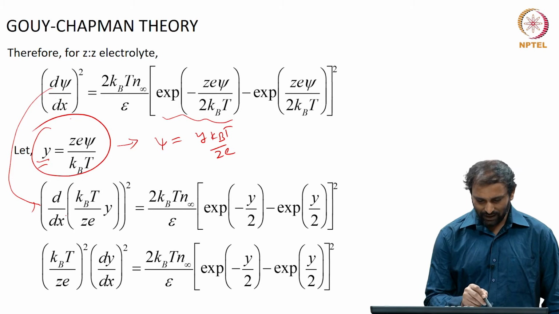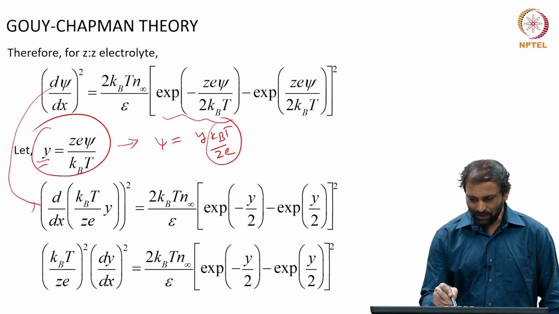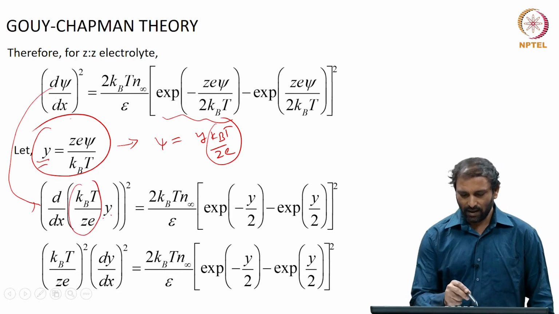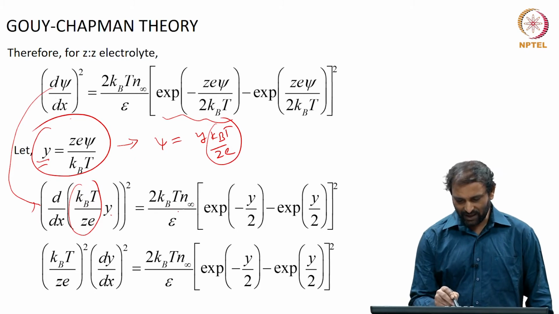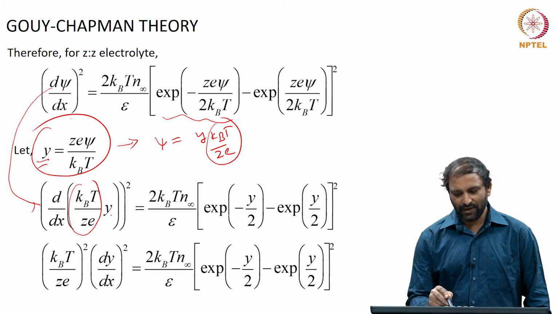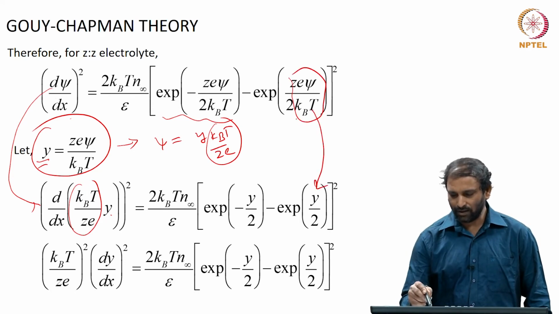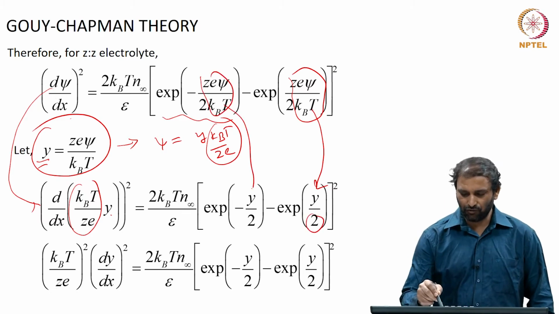So, I have d by dx. Instead of psi, I am going to replace it with y kbT divided by ze, that is this term multiplied by y, and the right hand side becomes 2 kbT n infinity by epsilon into exponent of minus y by 2 minus exponent of y by 2, because we have substituted this to be y. Therefore, I have y here and I have 2 in the denominator. The same thing is also true for this case.